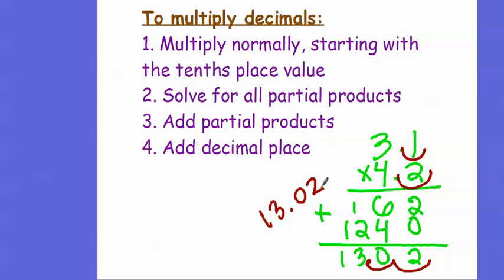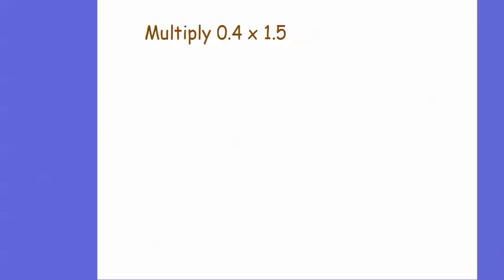So we're going to look at a couple examples of how to solve these problems for our homework tonight. Again, this is just multiplying numbers that are in the tenths times tenths place value. So here we have 0 and 4 tenths times 1 and 5 tenths. So we're going to set this problem up to multiply. So we have 0 and 4 tenths times 1 and 5 tenths.